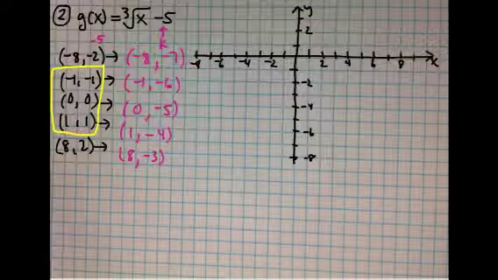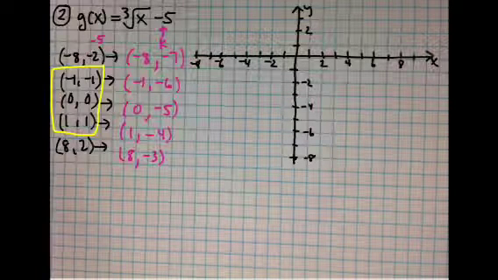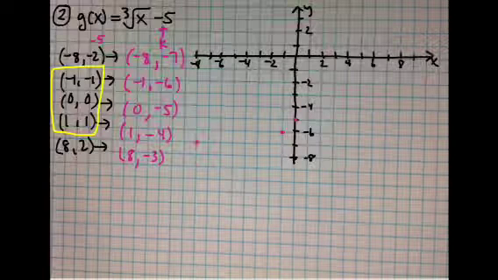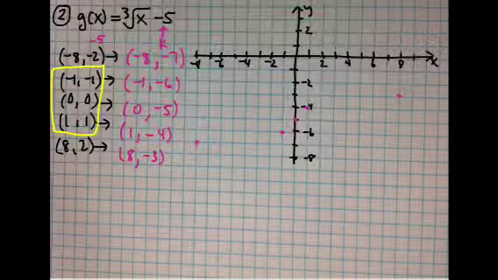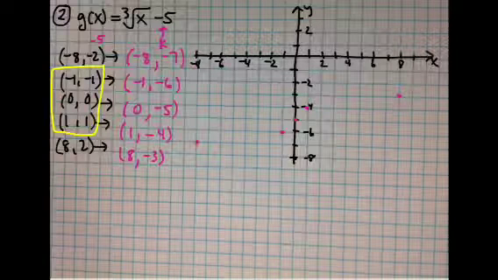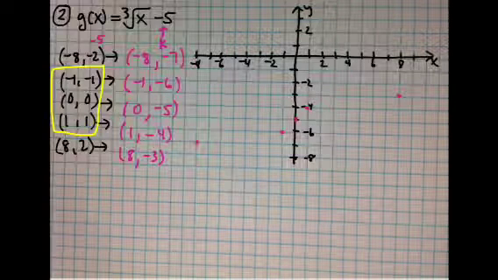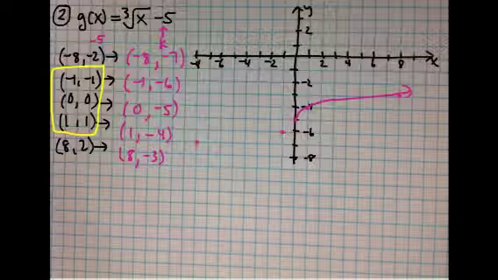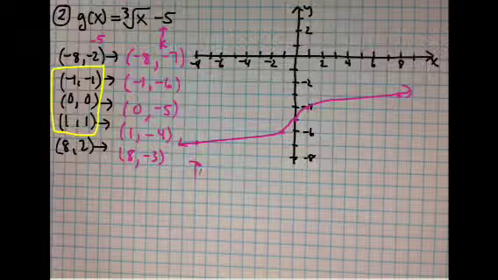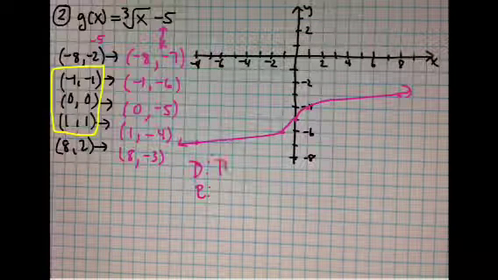Okay, so plot the points, negative 8, negative 7. Negative 1, negative 6. 0, negative 5. 1, negative 4. And 8, negative 3. So I usually start from the inflection point. Remember, that's the point that came from 0, 0, so it's this one right here. So I usually start my curve from there. You don't have to, but again, it's just a habit of mine to start from the inflection point and then curve it out like that. And domain and range is all reals.